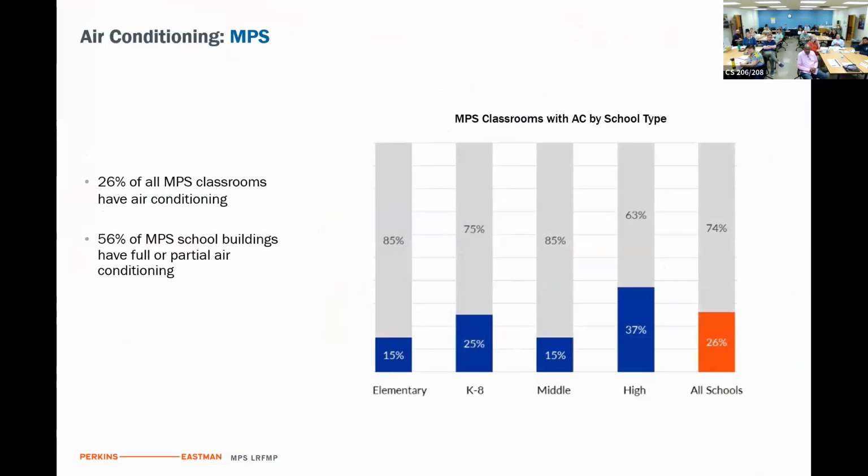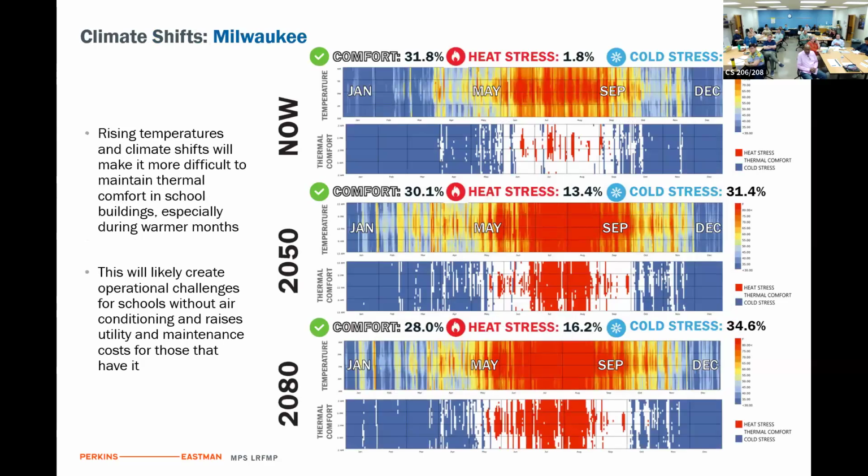Air conditioning, so this is digging into different building features, but knowing that more than half of MPS school buildings have some degree, only 26% of classrooms are actually air conditioned across the district. This is highlighting climate shifts in Milwaukee. Happy to explain this graph if it's interesting to people, but basically what we're showing is that as the years go on from 2025 down to 2080, and this is Milwaukee specific, we have our internal sustainability team spin these graphs up, there is going to be a greater need for air conditioning and thermal comfort control within buildings. So that's the bottom graph, just seeing expanding red. There is a need for AC bleeding outside of just summer months.